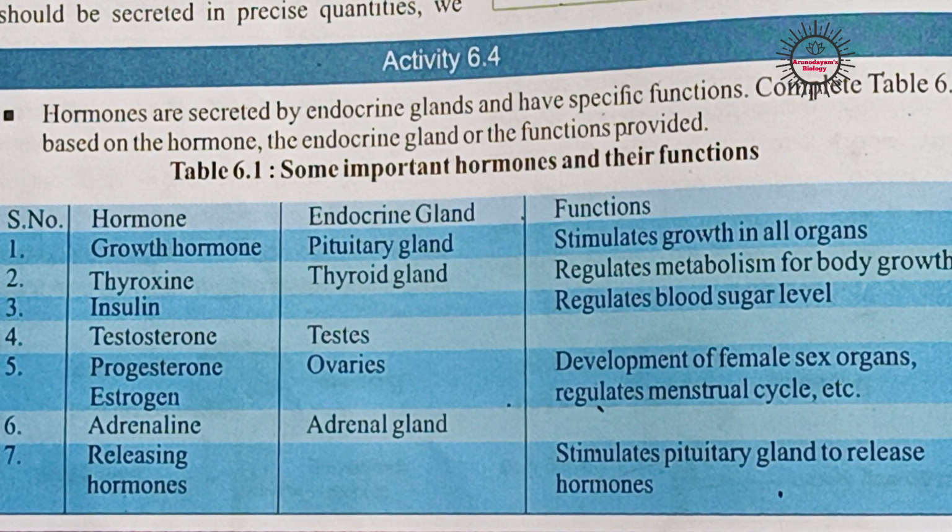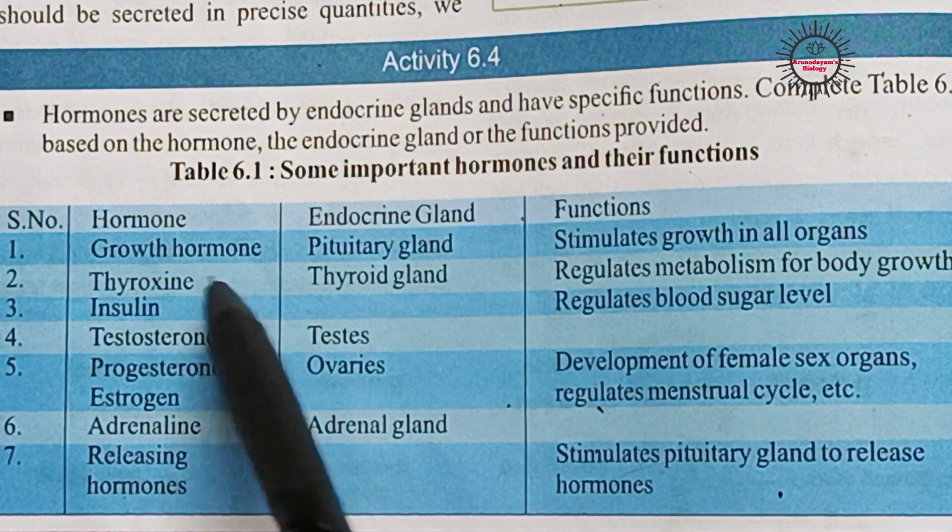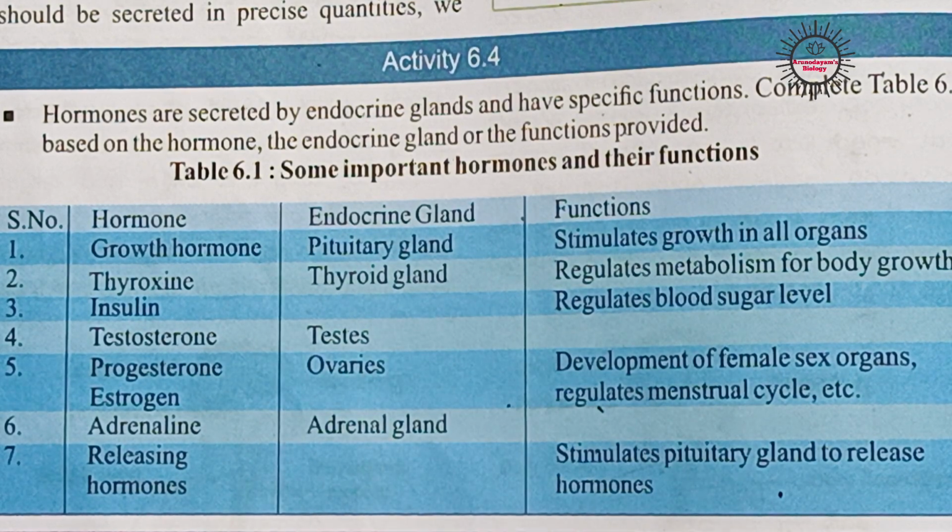Dwarfism means the people suffering with dwarfism will have less height than that of required. Okay, next, if this hormone is produced in larger amounts than the required amount, then the people will be taller than usual. That condition is called gigantism. So deficiency leads to dwarfism. More production of growth hormone results in gigantism. Okay, that is about growth hormone released by pituitary gland.